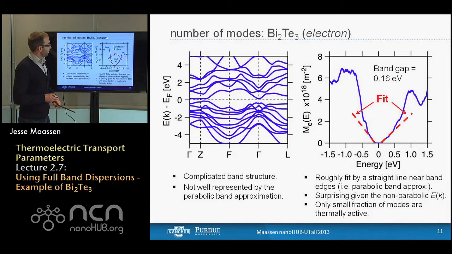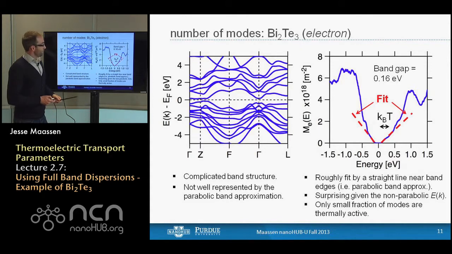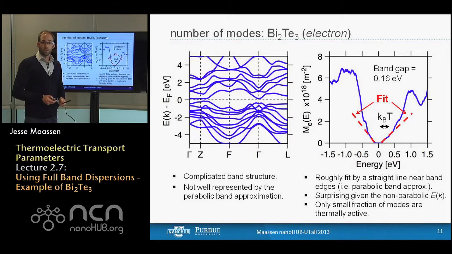Okay. So the next thing I wanted to mention is that kT is on the order of 25 millielectron volts at room temperature, and electron dispersions are maybe on the order of 10 electron volts. So there's a factor of 400 there. So really, what you're doing is you're probing essentially a small region.